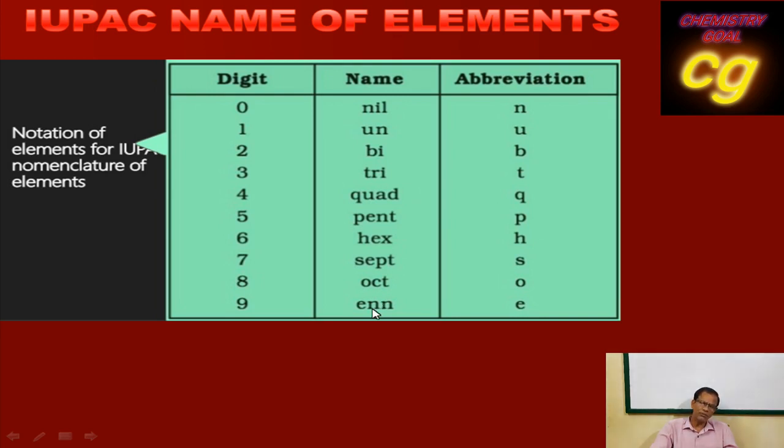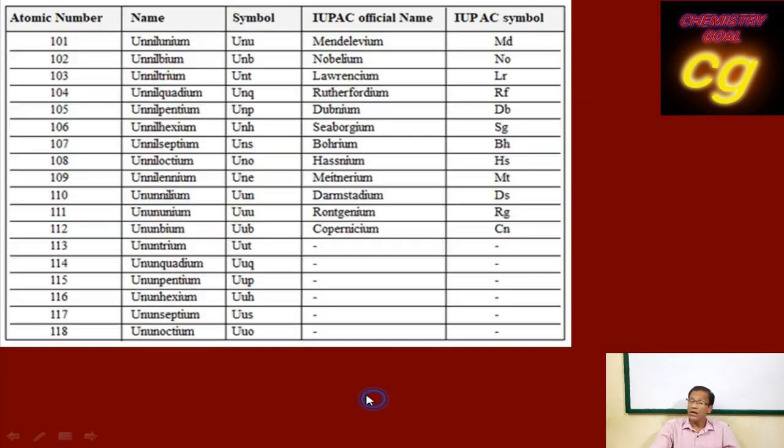So these are some important names of digits and their IUPAC name and abbreviation, digits 0 to 9. Suppose 9 is called enn, E. And 8 is oct, O, like this. You have to remember these digits and their names and abbreviations. Then you can give the IUPAC nomenclature.